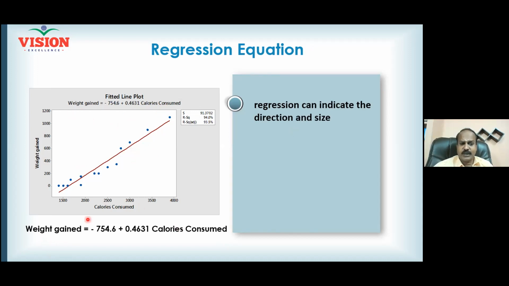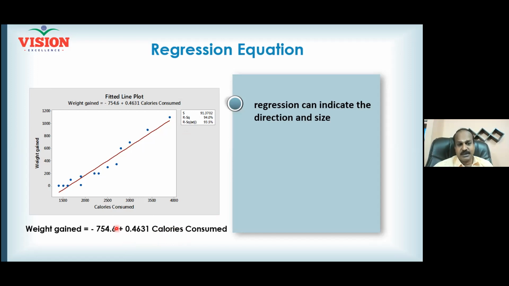See here, this is your y variable, weight gain. Calorie consumption is your x variable. The x variable is called a predictor. And the coefficient of the x variable is 0.4631. Can you see a plus symbol here? Yes. This is telling you the relationship is positive.